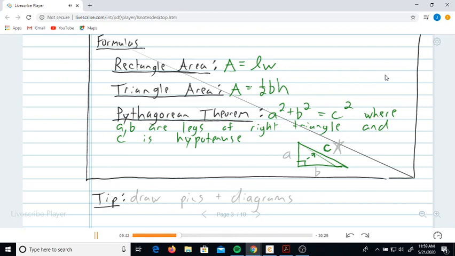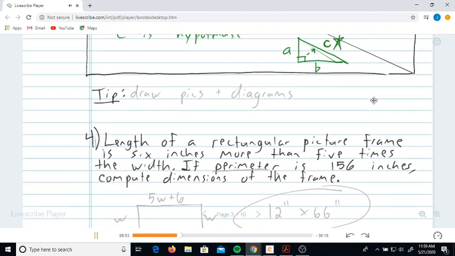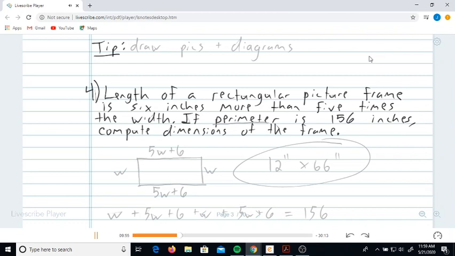It doesn't matter how you label the legs. I could call one A and the other B or vice versa. That part doesn't matter. What really matters is getting that hypotenuse correct. So let's go ahead and look at a couple of examples. A nice tip with these geometry applications is to draw pictures and diagrams. Very helpful here.